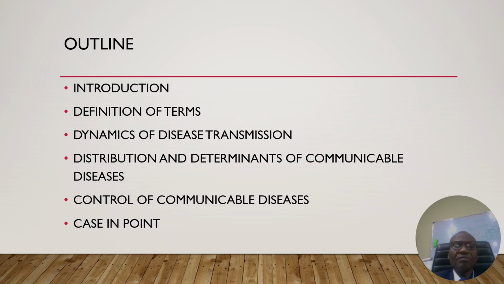We use this outline. We will have an introduction, formally define terms, look at dynamics of disease transmission, and then look at distribution and determinants of communicable diseases. Then we will look at the strategies for controlling communicable diseases. And then we will illustrate by taking one of the communicable diseases of interest as a case in point.